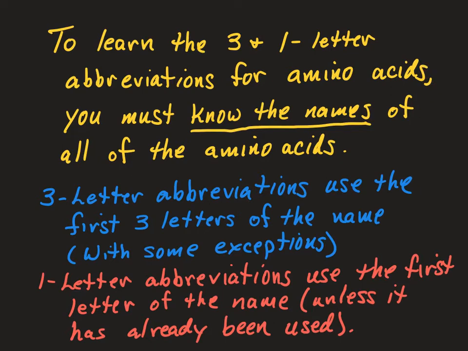Now, most 3-letter abbreviations use the first 3 letters of the name, but there are some exceptions. Most 1-letter abbreviations use the first letter of the name unless that letter has already been used by another amino acid. So it's figuring out these exceptions, once you know the names, that can be difficult.